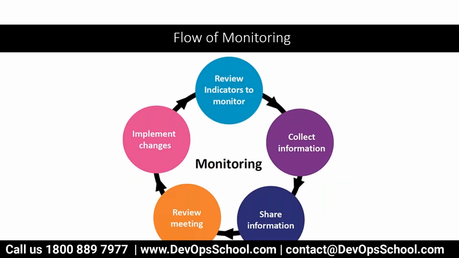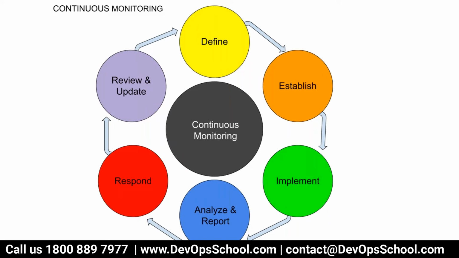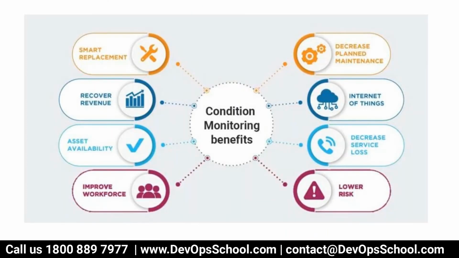So now if you want to set up monitoring, what is the flow for it? You have to collect the information, share the information, review in meetings, implement changes, review indicators of monitoring. And nowadays we also have one process which is called continuous monitoring, in which you define what you want to monitor continuously, establish, implement, analyze and report, respond, review and update. So these are the things we have been doing for so many years.